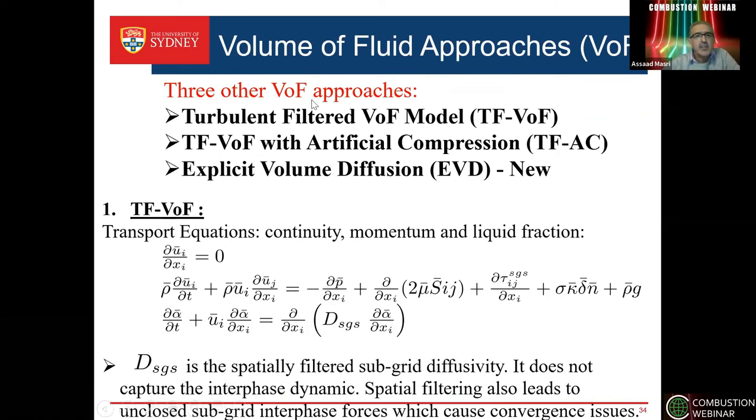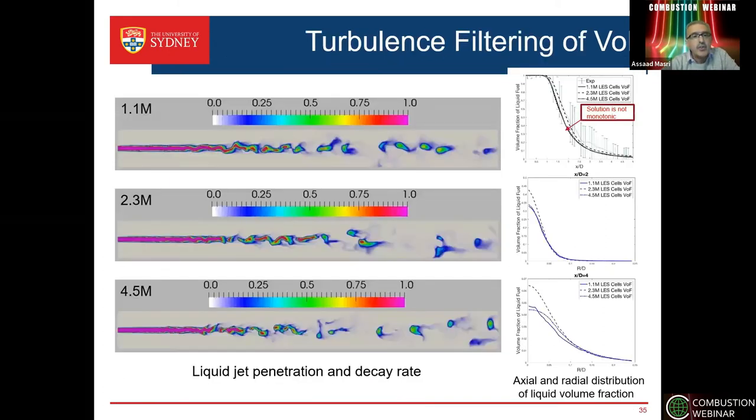So in order to improve the calculations, three other approaches are available, or at least I mentioned only three other approaches here. One is turbulent filtering, that is using turbulent filtering of the VOF, which is termed as TF-VOF. And with that, an additional term is added on the right-hand side of the volume fraction equation with a parameter. This is at the subgrid scale. And this is essentially a spatially filtered diffusivity that again fails to capture the interface, and spatial filtering leads to unclosed subgrid interface forces that pose a problem with respect to convergence. So when we try to refine the calculations using this approach, we have not been able to get convergence, and in fact, the solution is not monotonic.